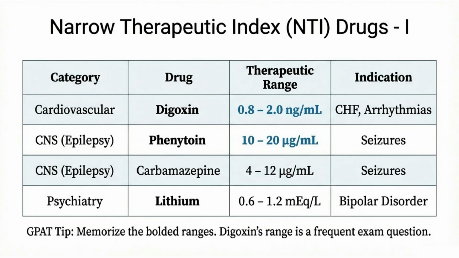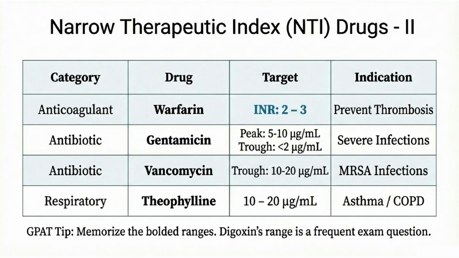Digoxin is for cardiovascular issues. Phenytoin and carbamazepine treat seizures, and lithium is used for bipolar disorder. Please memorize the therapeutic ranges. More NTI drugs include warfarin, where we target an INR of 2 to 3, and antibiotics like gentamicin and vancomycin, which require monitoring for severe infections. Theophylline is used for respiratory conditions.